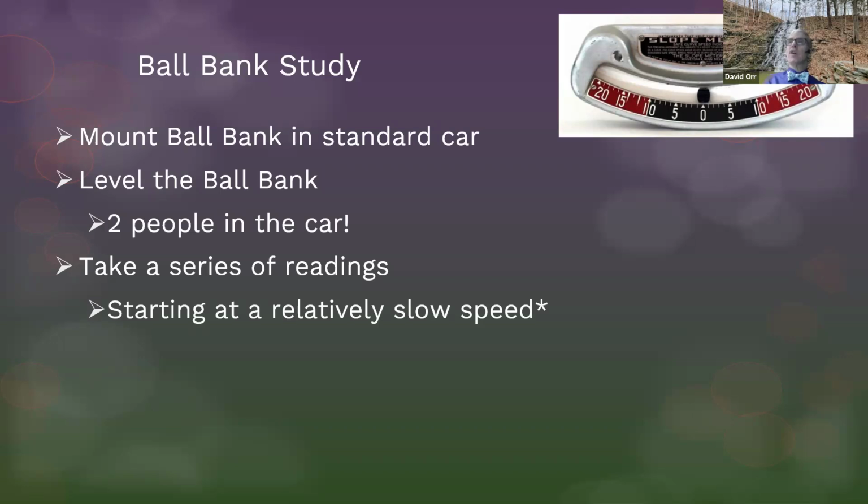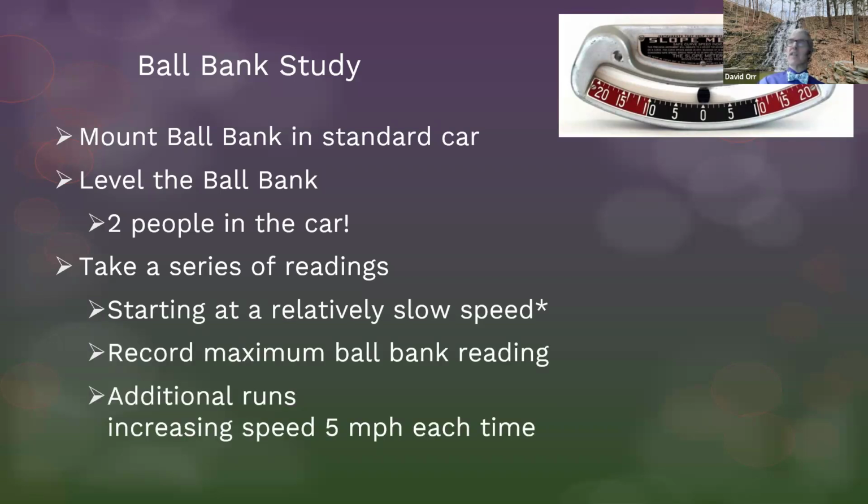You can also drive it at a reasonable speed for a first cut, so you don't start at 20 miles an hour when the speed's 40 and it takes you forever to get there. Normally we record the maximum ball bank reading and then do additional runs, increasing the speed about 5 miles an hour each time until we cross over the threshold value. A lot of times we like to drive the road just to give it a check before we do anything else. In fact, we did that in this particular case too.